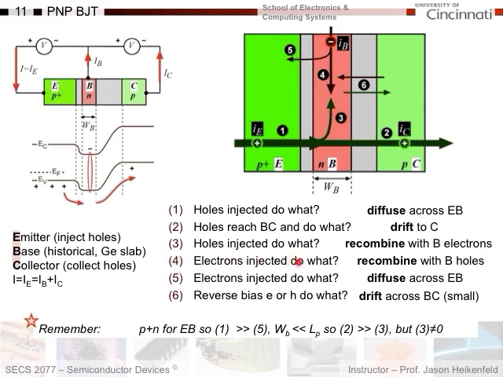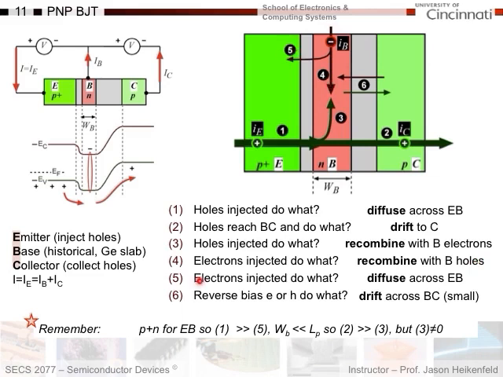Let's look at current component number 4. These electrons coming in, what are they for? These electrons in 4 are basically to recombine with base holes. So if I have this many holes going this way that are recombining, then I better have the same number of electrons coming in to recombine with them to cancel out. Okay? Let's keep moving along.